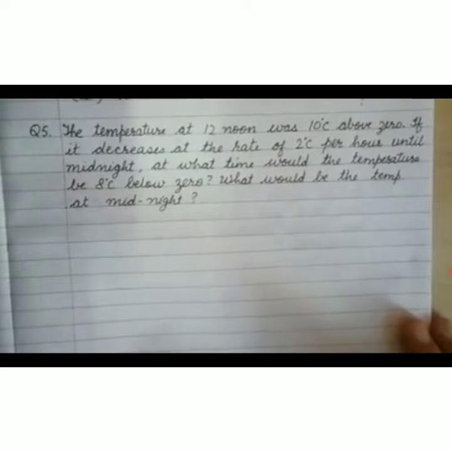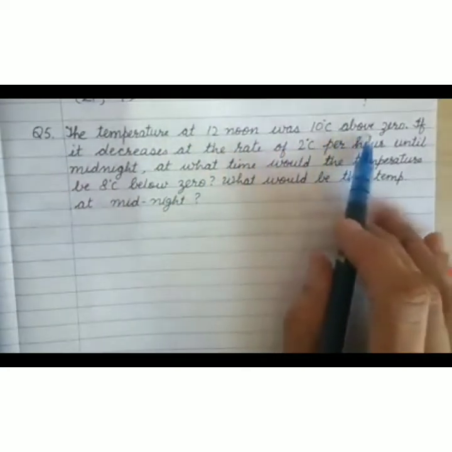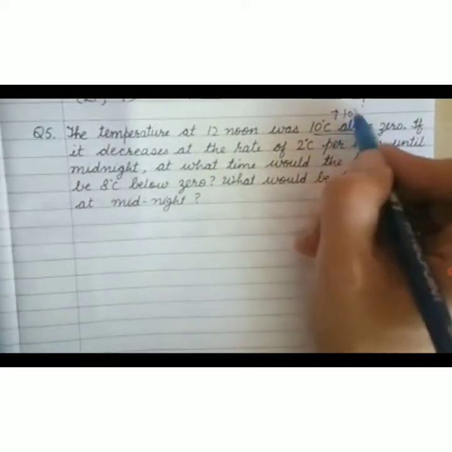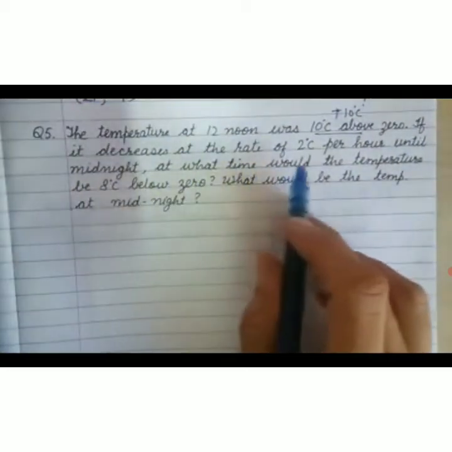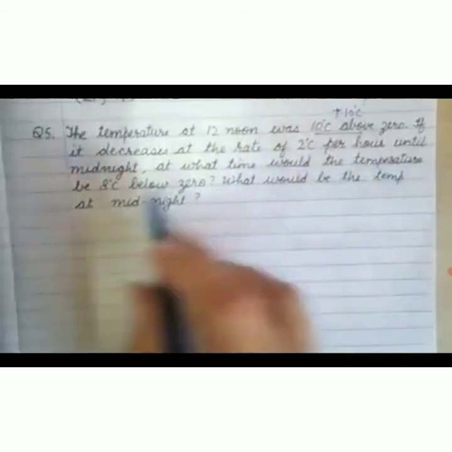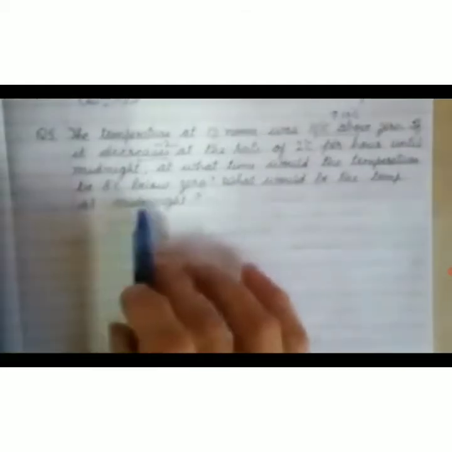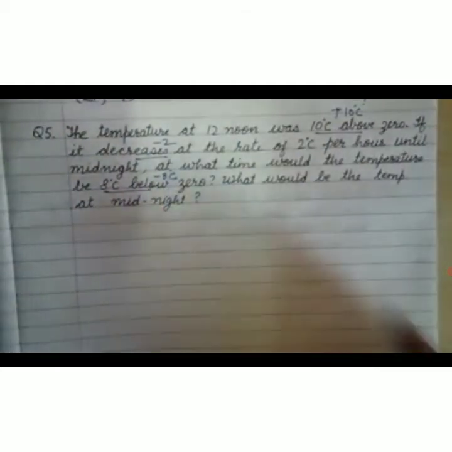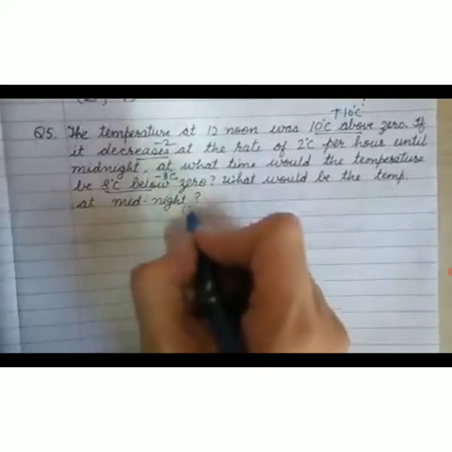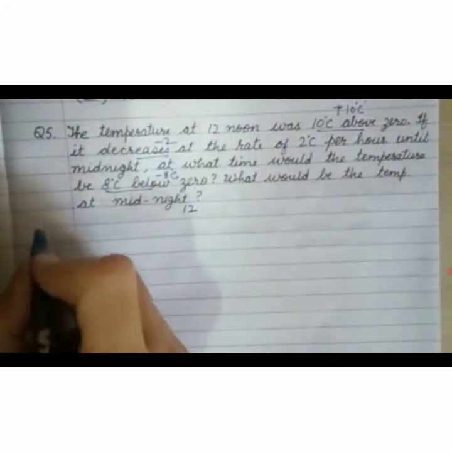Yes. So next one is the temperature. In question number 5, the temperature at 12 noon was 10 degrees Celsius above 0. So above means it is positive, right? Plus 10 degrees. It decreases at the rate of 2 degrees Celsius per hour until midnight. So decreasing means it's minus 2, right? At what time should the temperature be 8 degrees Celsius below 0? Below means it's also in minus degrees Celsius. What should be the temperature at midnight? Midnight means 12, right?